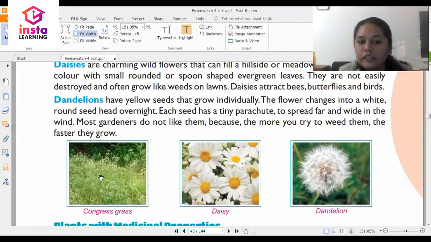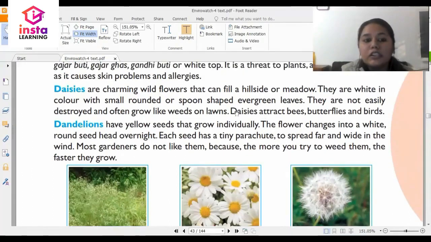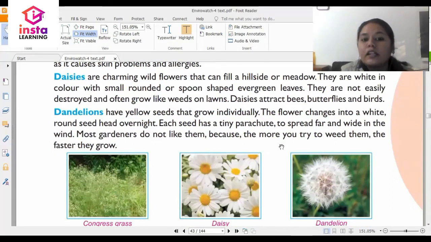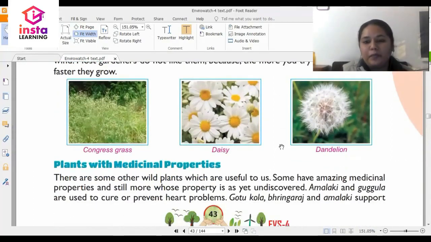See, all the wild trees, wild grass, and you can see the picture of these. So this is the Congress grass. See, it has small white color flower type of thing. That's why it's called the white top also. Then these are the daisy flowers, and this is the dandelion. This dandelion you would have also seen moving around in the air, right? The flower changes into a white round seed head overnight. Each seed has a tiny parachute to spread far and wide in the wind. Most gardeners do not like them because the more you try to remove them, the faster they grow.